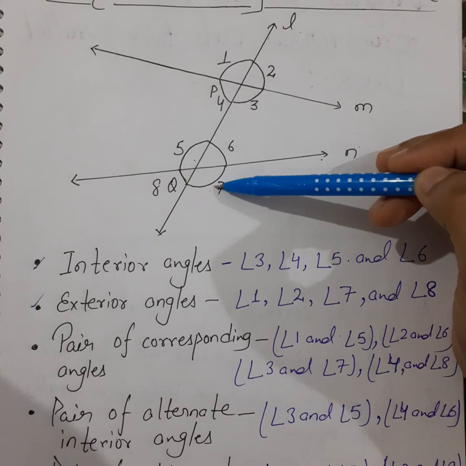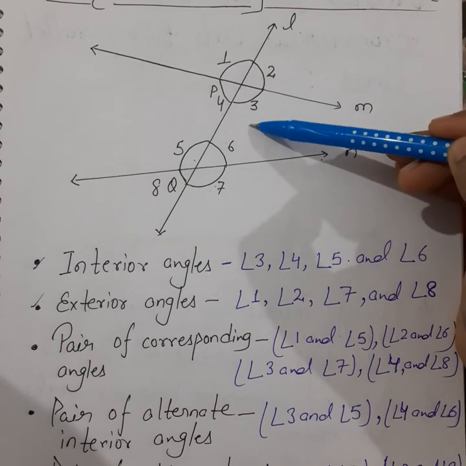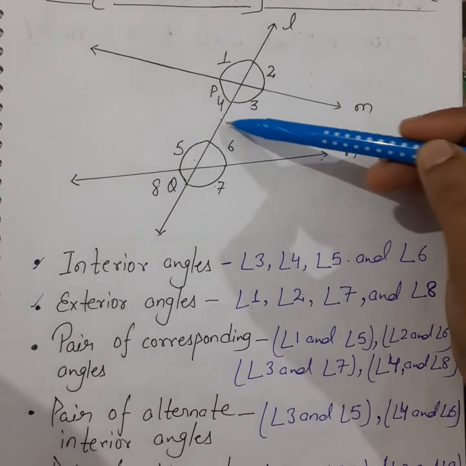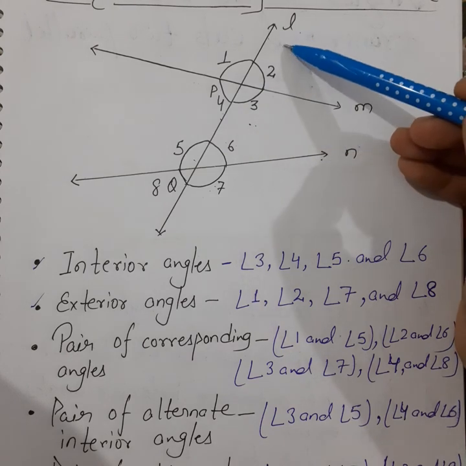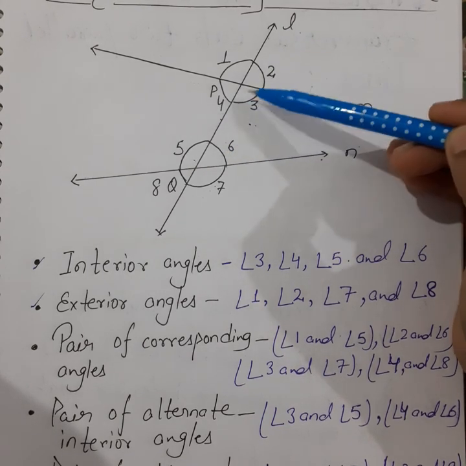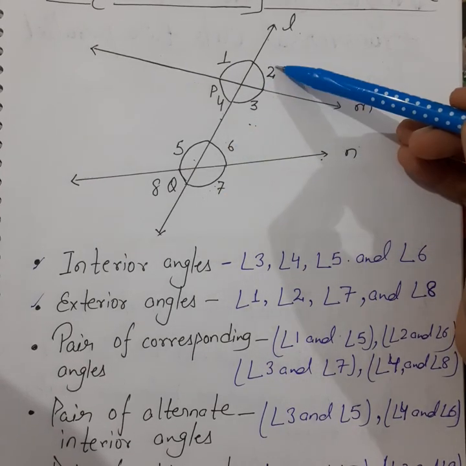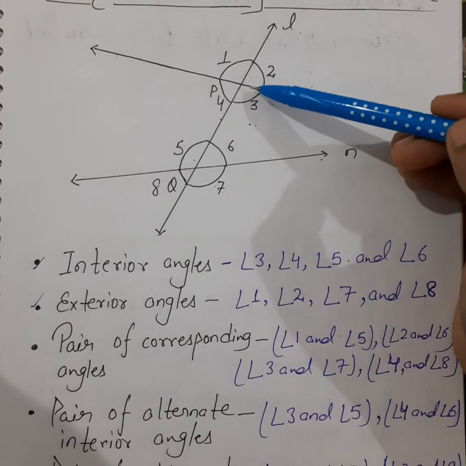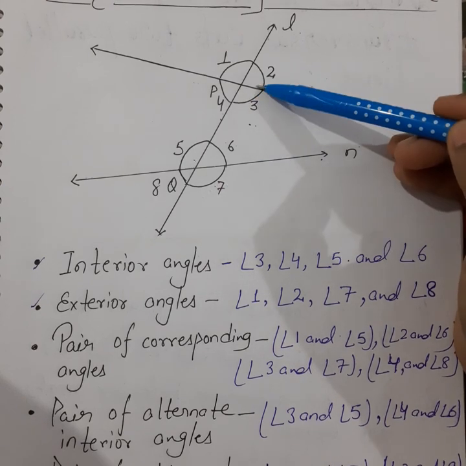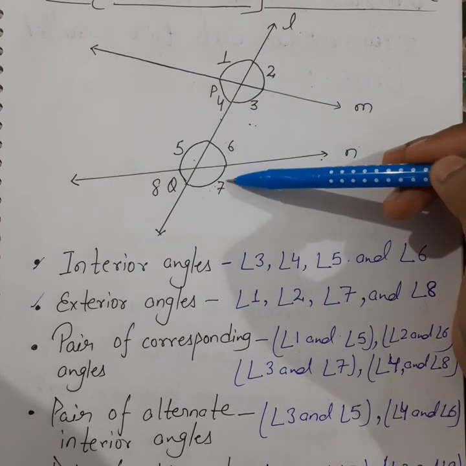What are pair of corresponding angles? Same side of transversal, one is exterior, one is interior. Okay, if we talk about 2 and 6, 2 is exterior, 6 is interior. When we talk about 3 and 7, 3 is interior, 7 is exterior.